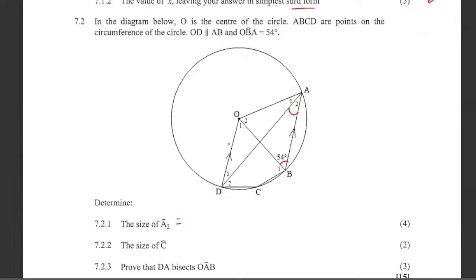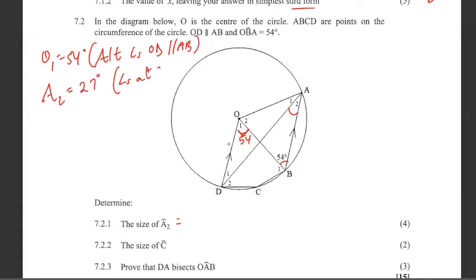Okay, so what we need to know is if this is a 54, which means A1 is also going to be a 54. Okay, those are alternate angles because OD is parallel to AB. Then if that is true, that this is a 54, we just need to know, if this is our angle at the center, then A2 is angle at the circumference. So A2 is going to be 27. Angle at the center is twice angle at the circumference. All right, so that is how we would have obtained our A2, which is a 27.